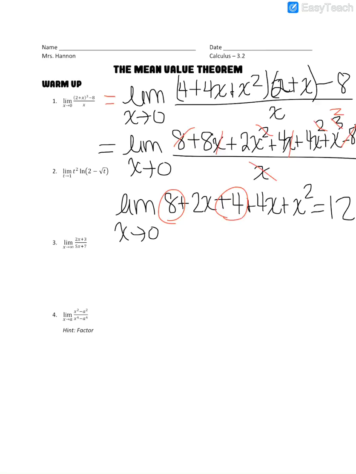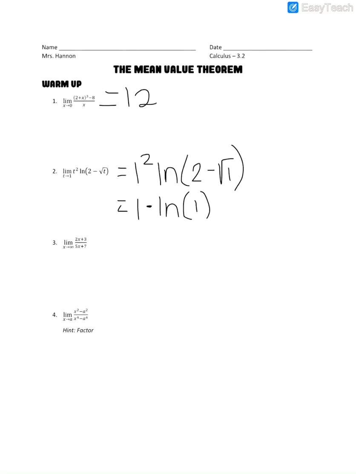All right, number 2. On number 2, we actually have no problem plugging in the 1. So this is going to give me 1 squared times the natural log of 2 minus radical 1. So 2 minus radical 1 is 1, and the natural log of 1 is 0. So that gives me 0.